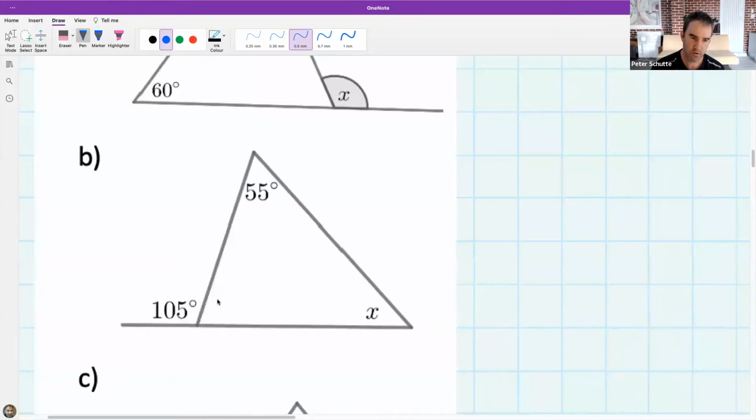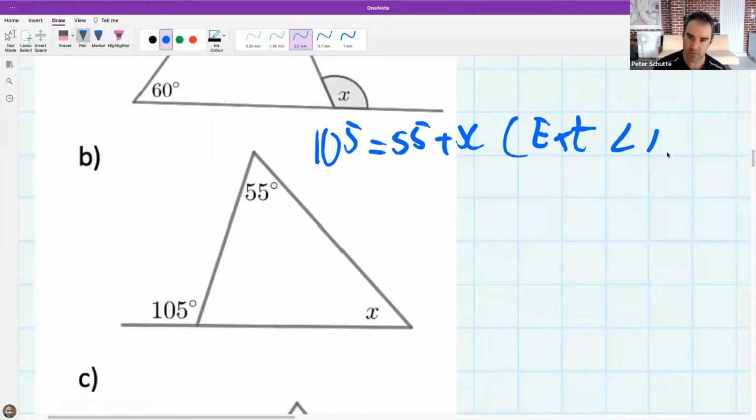So one way of doing it is saying the exterior angle is equal to the sum of the interior opposites. So I do think that basically 105 should be equal to 55 plus x. And that's what students are doing. And that's called the exterior angle of a triangle. And if you take away 55 from both sides, then you would get that x is 50.